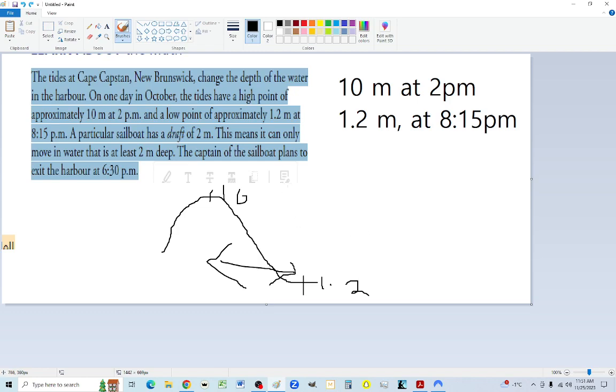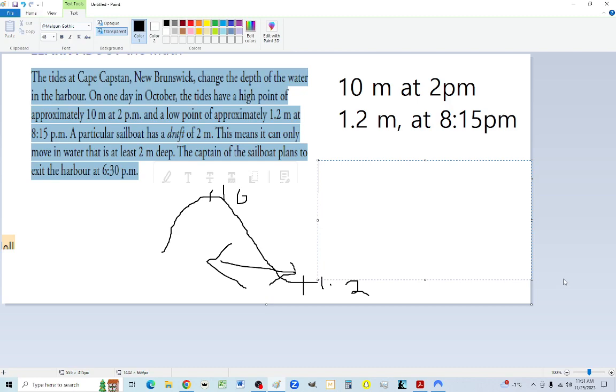So let's look at that. The top is 10 meters, the bottom is 1.2. Let's add those together. We get 11.2. Let's divide that by 2. 11 divided by 2 is 5.5. 0.2 divided by 2 is 0.1. So we got 5.6, which means the axis is at y equals 5.6.